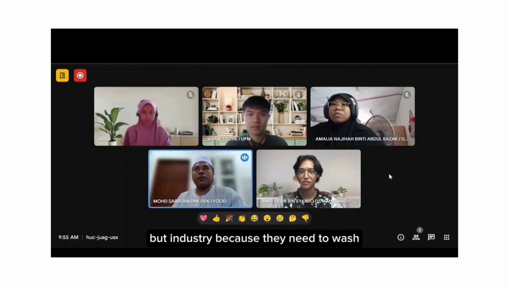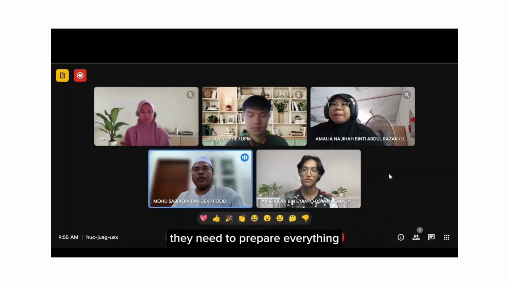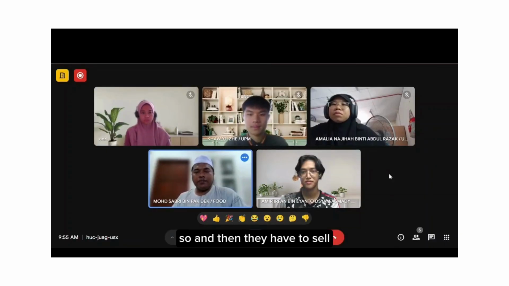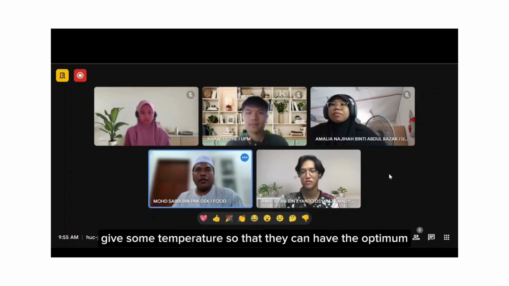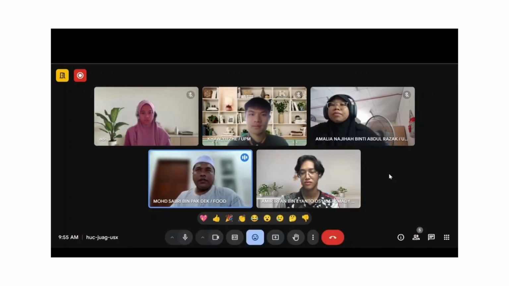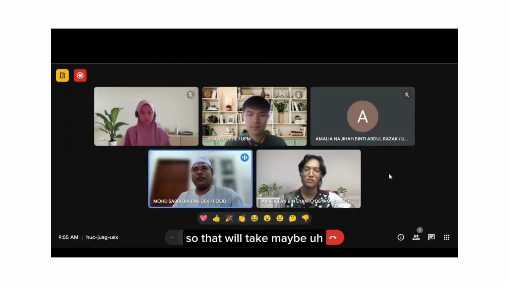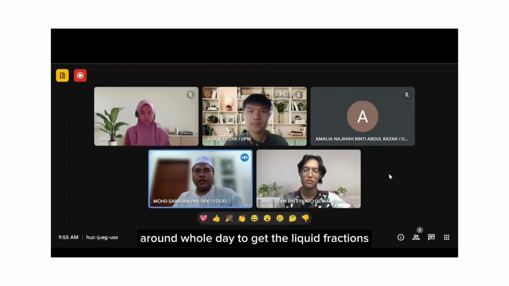But in industry, because they need to wash and prepare everything, maybe one extraction will use a 100 liter container, all right? And then they have to apply some temperature so that they can have the optimum enzyme recovery from the pineapple. So that will take maybe around a whole day to get the liquid fractions.